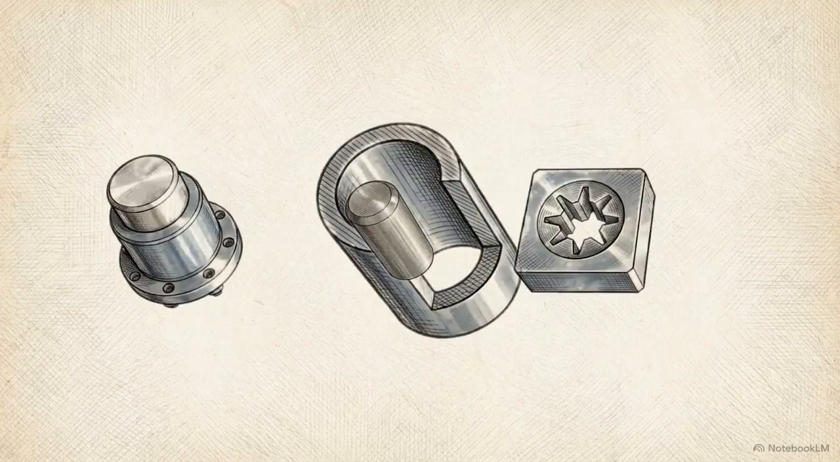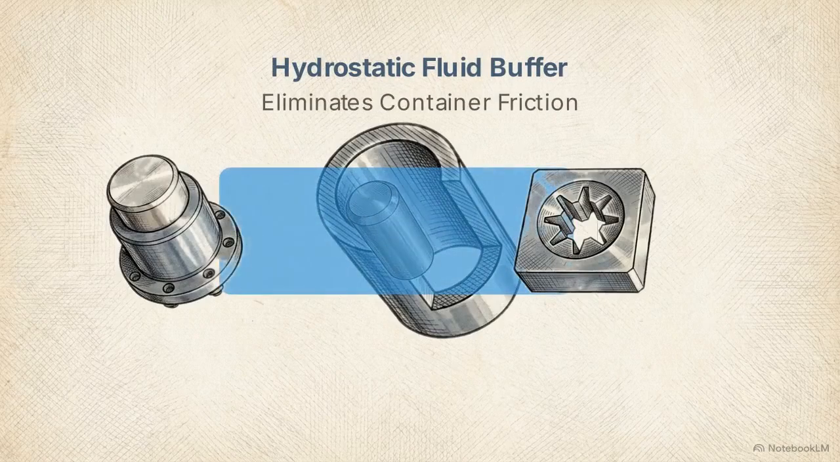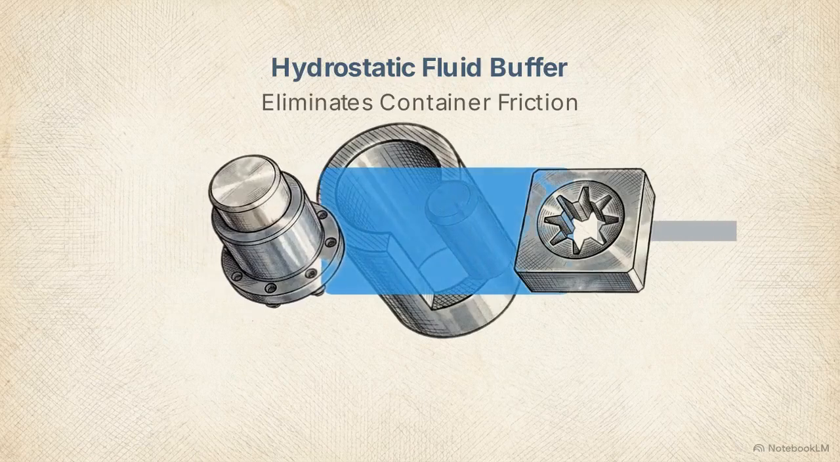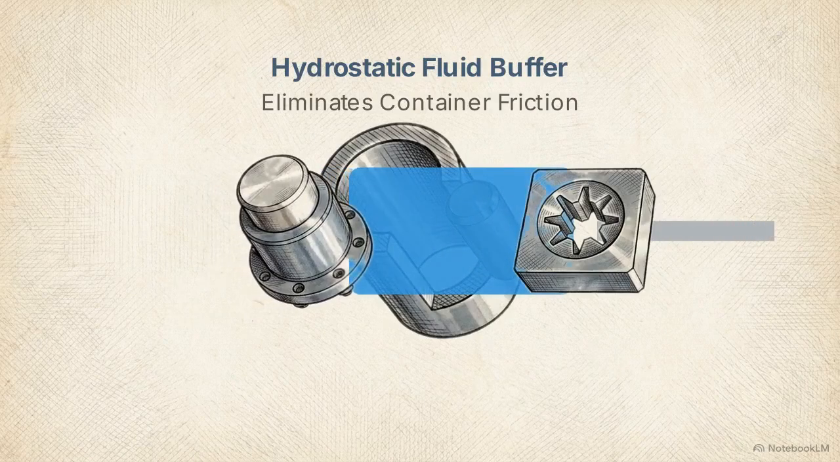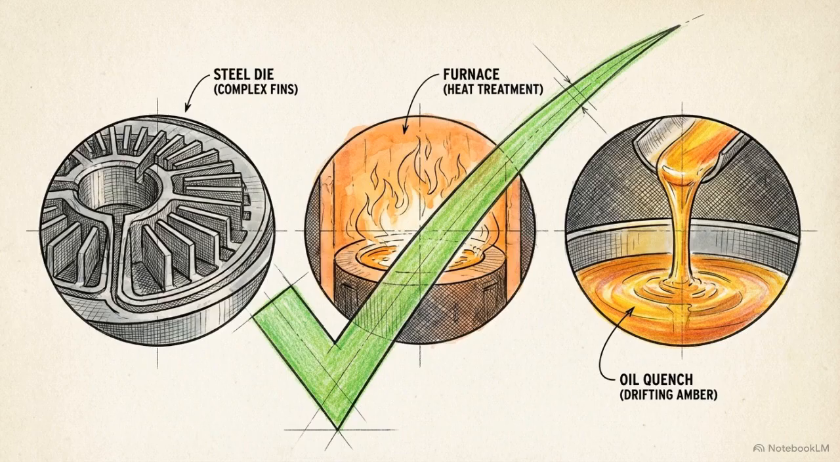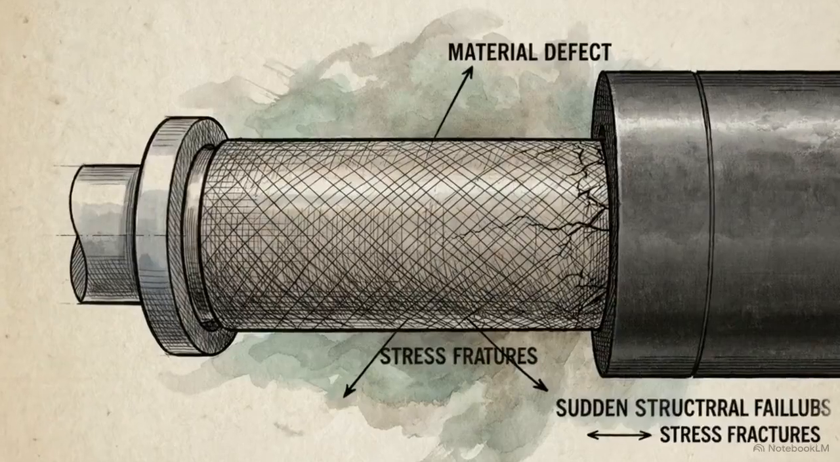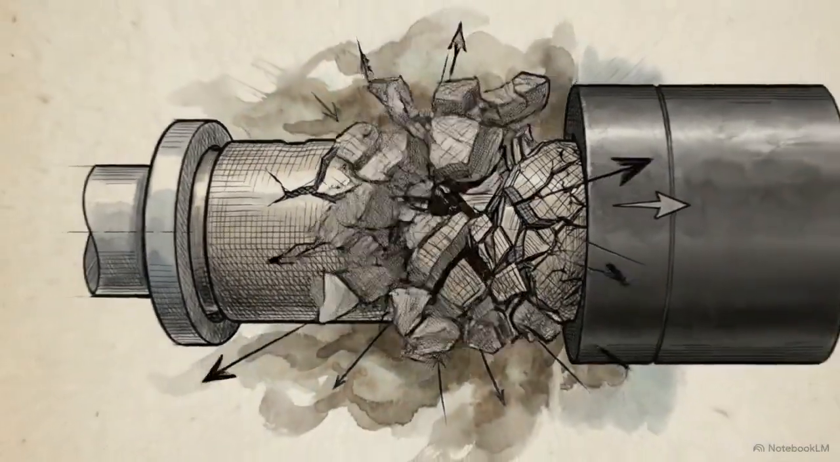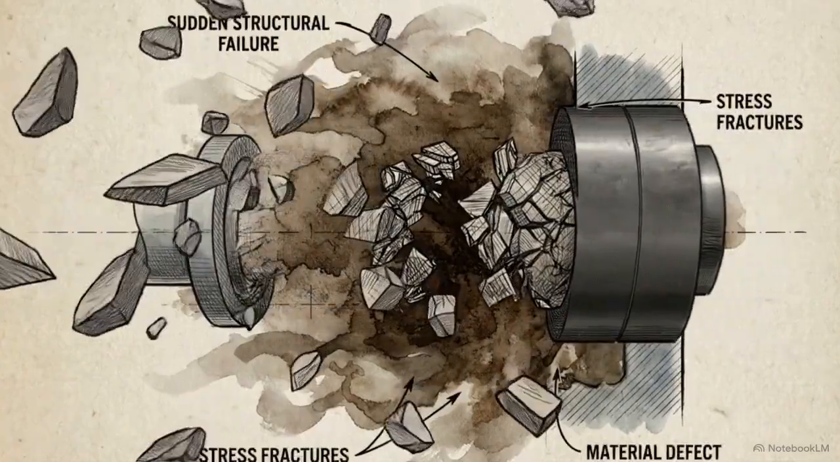A cold alternative is hydrostatic extrusion, which uses pressurized fluid to surround the billet and eliminate container friction without the need for high heat. Predicting the required force ultimately depends on balancing geometry, heat, and die lubrication. If the temperature, speed, or die angles move outside of our predicted windows, the physics of the metal react immediately, resulting in severe material defects.